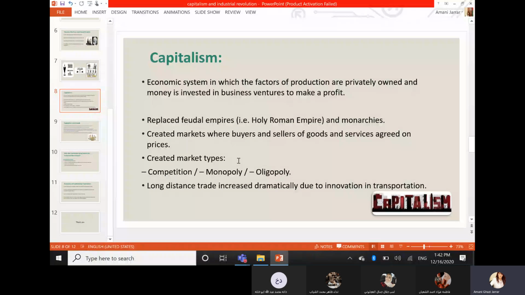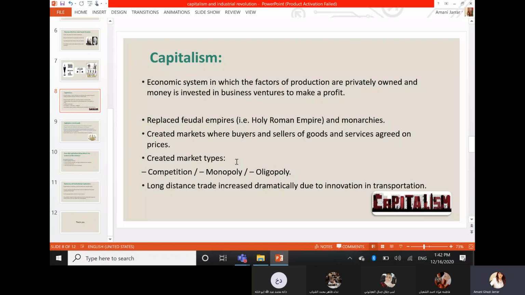So it created markets where buyers and sellers trade goods and services after agreeing on prices, creating different market types, and all that affects economy and, let's say, politics in different ways. For example, we have what we call the system of competition. We have the system of competition here. You can check the definition of each.